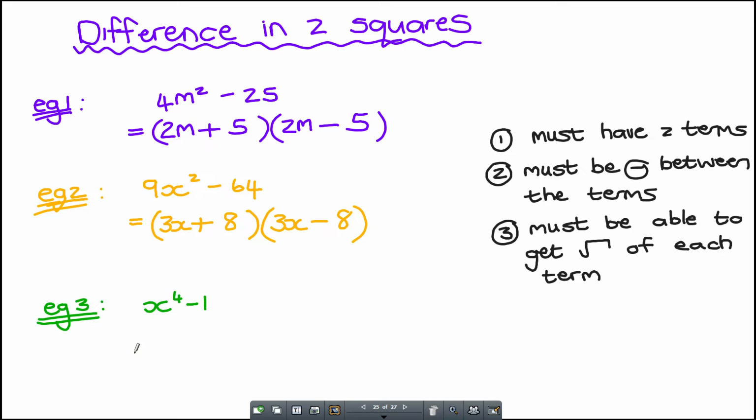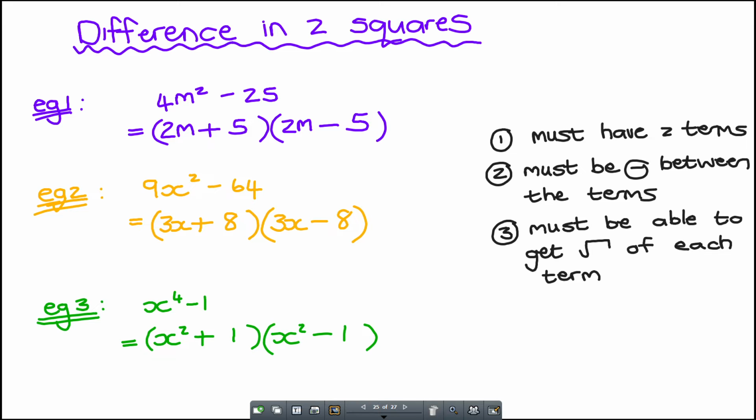Let's look at example 3. I do have two terms. There is a minus in between. And can I get the square root of x to the power 4? Yeah. And can I get the square root of 1? Yeah. Okay, so I will have a plus and a minus. What is the square root of x to the power 4? X squared. Okay, x squared. What is the square root of 1? 1. Okay, now, people, this is the part where I trick you guys.